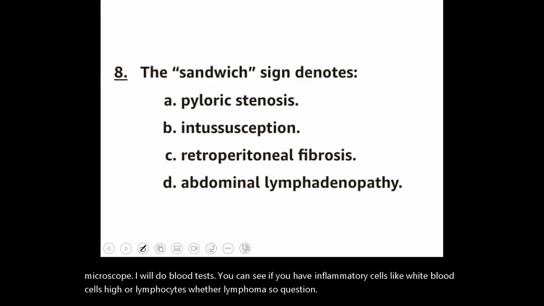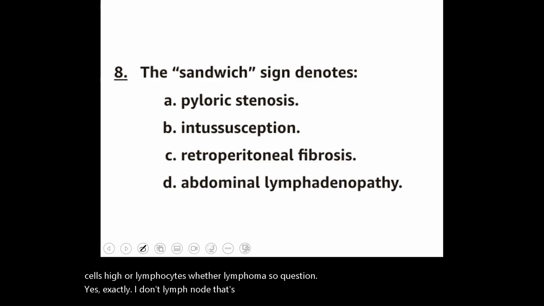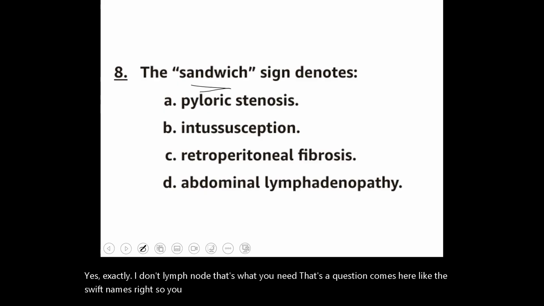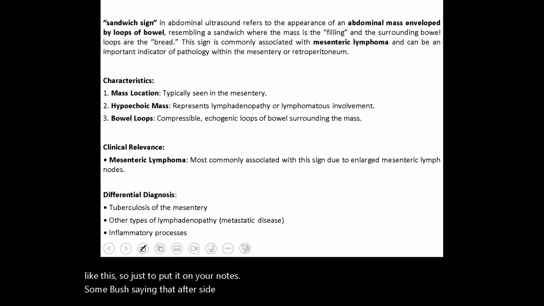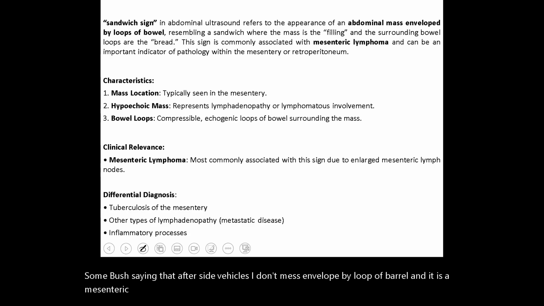Yes, exactly. Abdominal lymph nodes. That's what you need. That's a question that comes up on the exam. You like these weird names, right? So you say, oh, this one could be a good question. When you find something like this, just put it in your notes. Sandwich sign on ultrasound refers to an abdominal mass enveloped by loops of bowel, and it is mesenteric lymphoma.